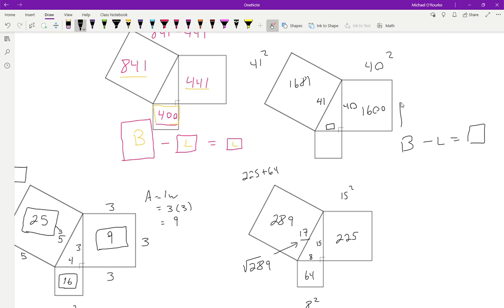Okay? So big square minus little square equals little square. It doesn't matter which one. These are called legs. It doesn't matter which one. So in this case, 1681 minus 1600 equals 81. So 81 is going to be the big number in here. And to get that little number, we take the square root of 81, which is 9.